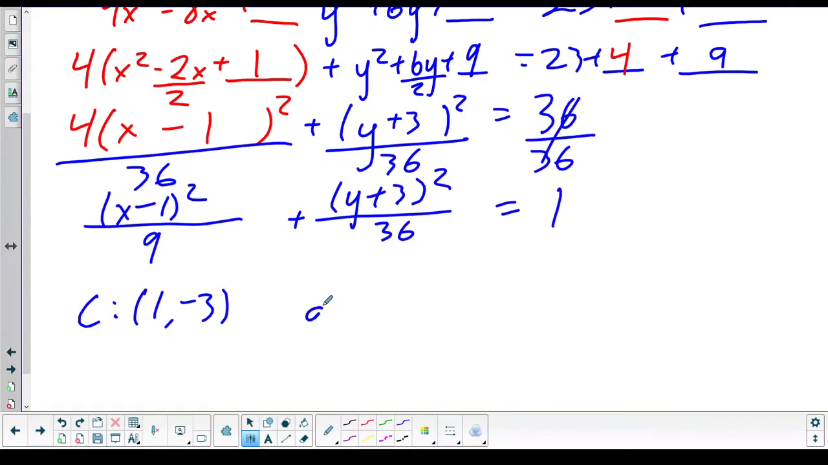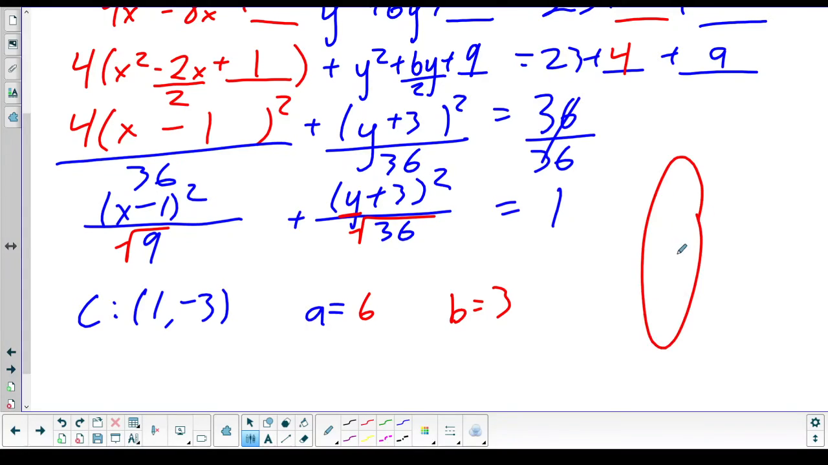Our a, for ellipses, is the square root of the bigger denominator. So we're going to be looking at this right here. Square root of 36 is 6. So this would be our semi-major axis. And then b is the square root of the smaller number. So square root of 9 is 3. So our ellipse is going to be 6 tall because our major axis is with the y. It's going to be 3 wide. It'll actually be 12 tall.